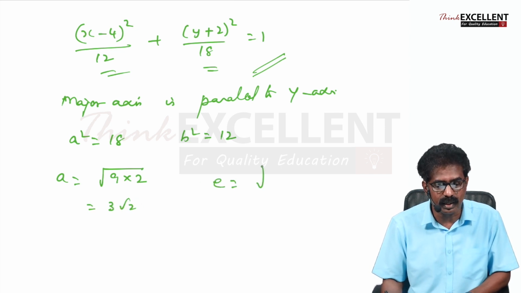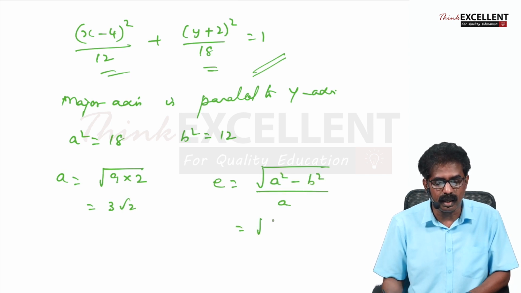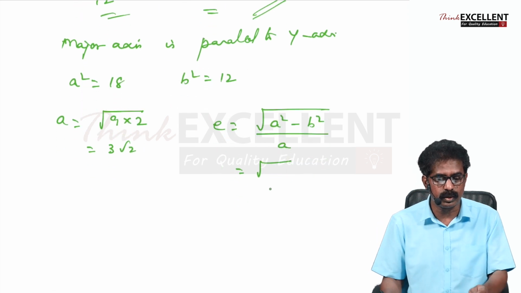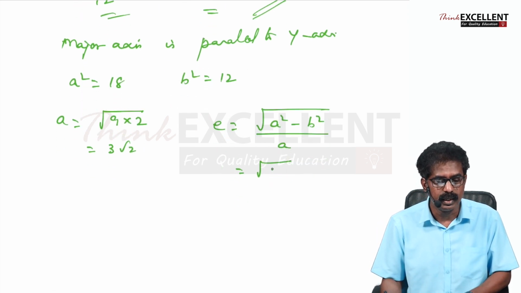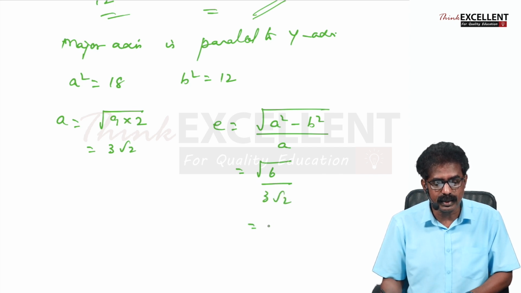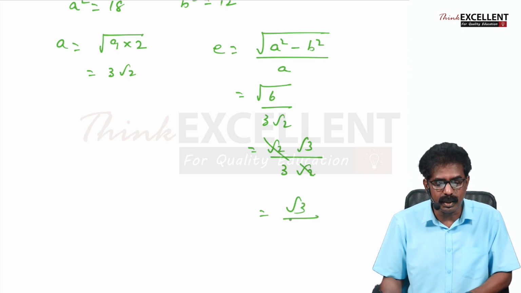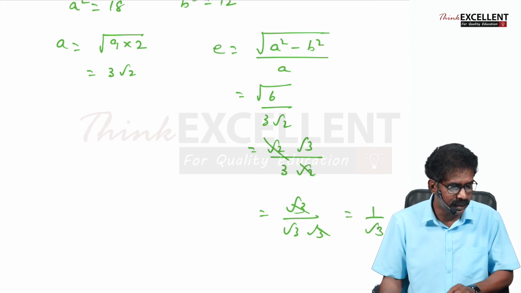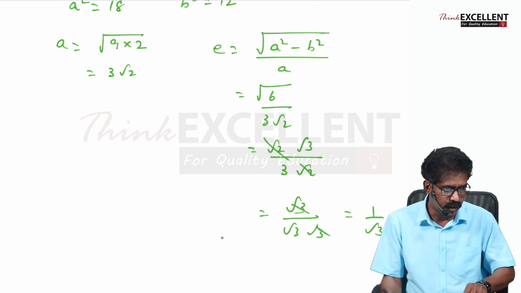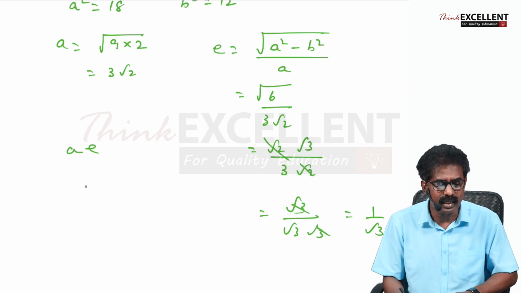Eccentricity, you can find out, what's the formula? Root of a square minus b square by a. So that is root of a square is 18 minus b square is 12. 18 minus 12 is what? 6 by a value 3 root 2. So root 6 can be written as root 2 into root 3, by 3 root 2. Cancel this. Again you can simplify. Root 3 by denominator 3 can be written as root 3 into root 3, right? So you'll get 1 by root 3. You are getting eccentricity equal to 1 by root 3. Then you can find a by e.